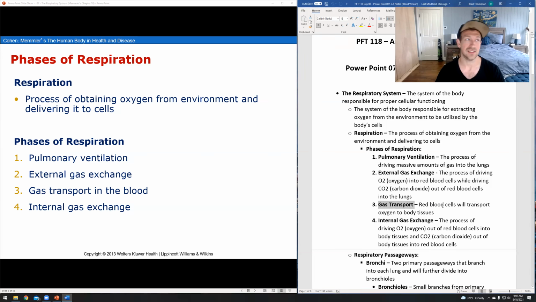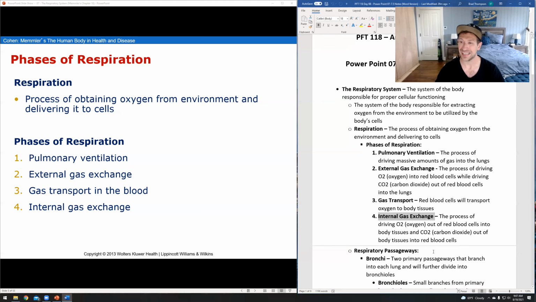Let's say I need to get oxygen down to my calf muscles, right? Well, a blood cell is going to pick it up and then it's going to go back through the heart. We talked about that yesterday, right? And then the heart is going to pump it down to my actual calf. And so that's where the gas transport is going to occur.